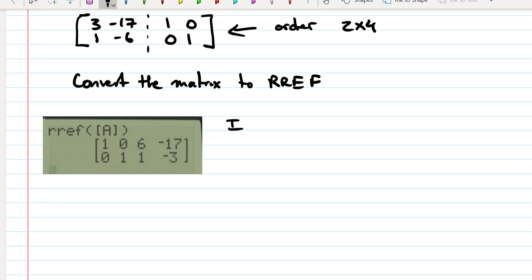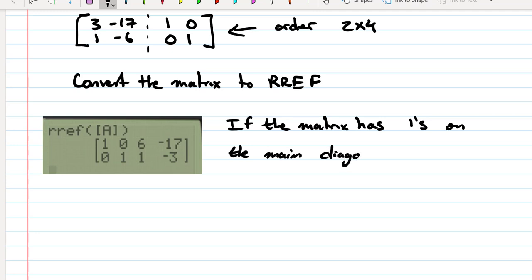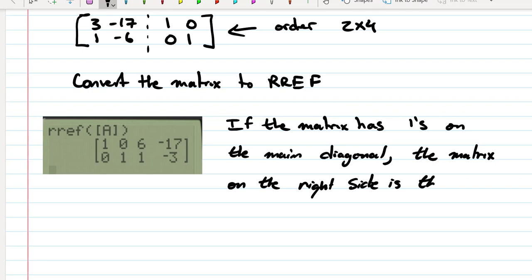Now, if the matrix has 1s on the main diagonal, the matrix on the right side is the inverse.